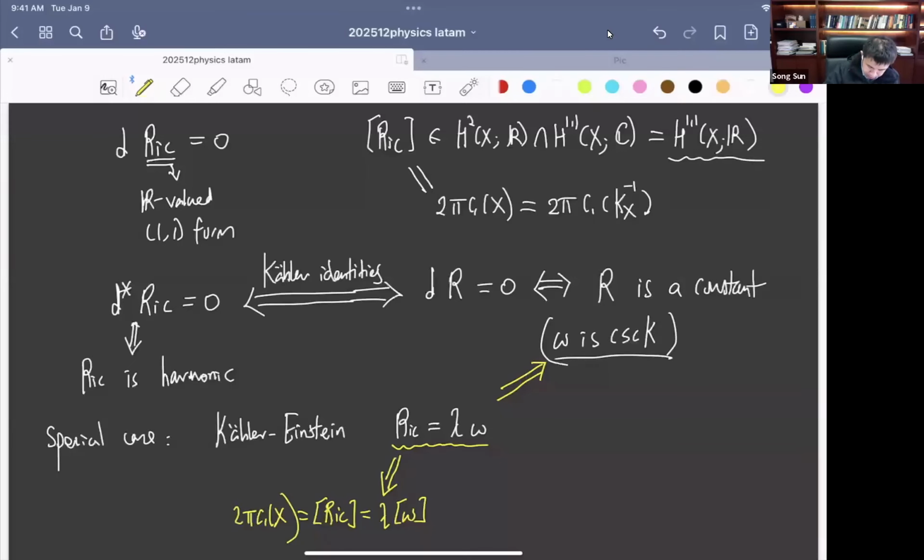Right, so having Kähler-Einstein will imply that the first Chern class has to be proportional to the cohomology class of a Kähler form. This only happens if what we call the first Chern class is definite. Definite means it's either positive, 0, or negative. Positive means there is a cohomology class of a Kähler form such that lambda is positive, lambda equals 0, or lambda is negative. So this is a numerical condition for the complex manifold.